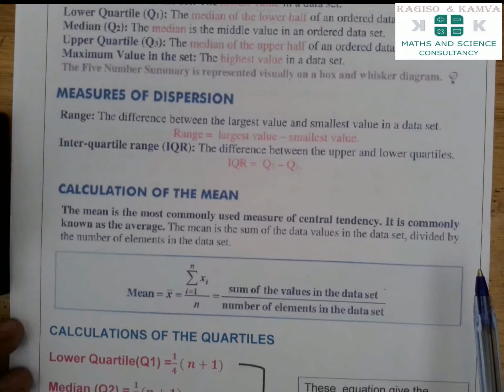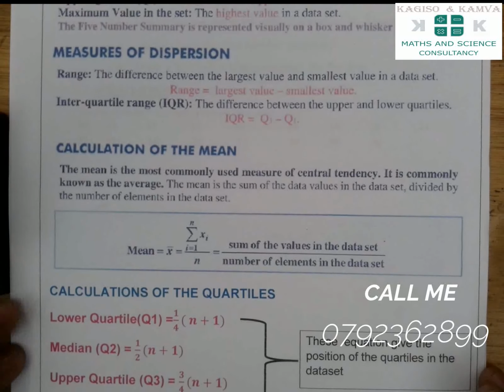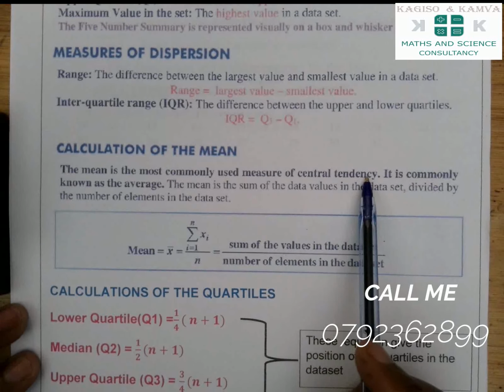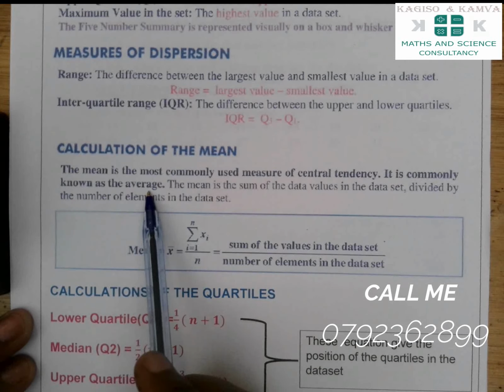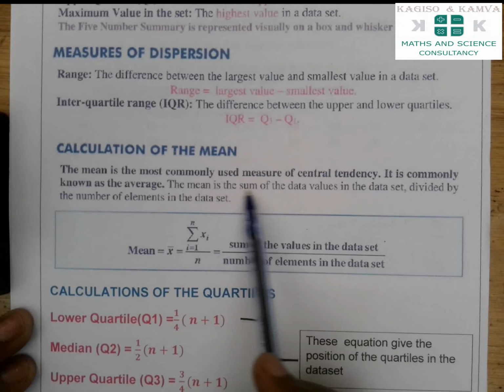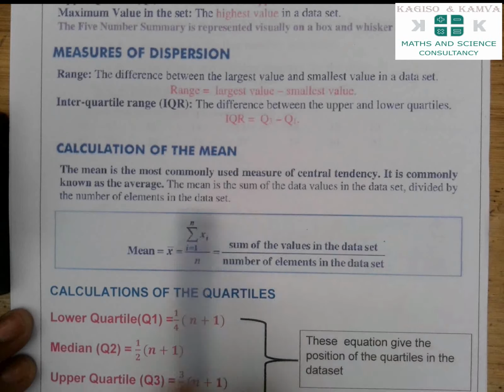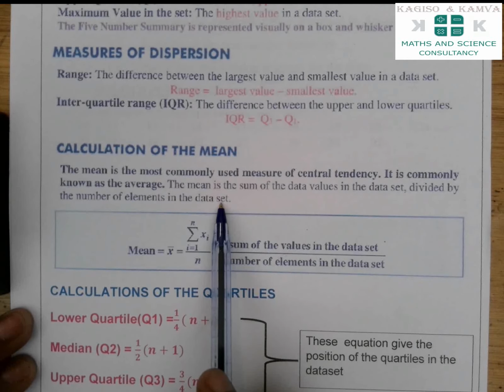Calculation of the mean. How do we calculate the mean? The mean is the most commonly used measure of central tendency. It is commonly known as the average. The mean is the sum of the data values in the data set divided by what? Divided by the number of elements in the data set.